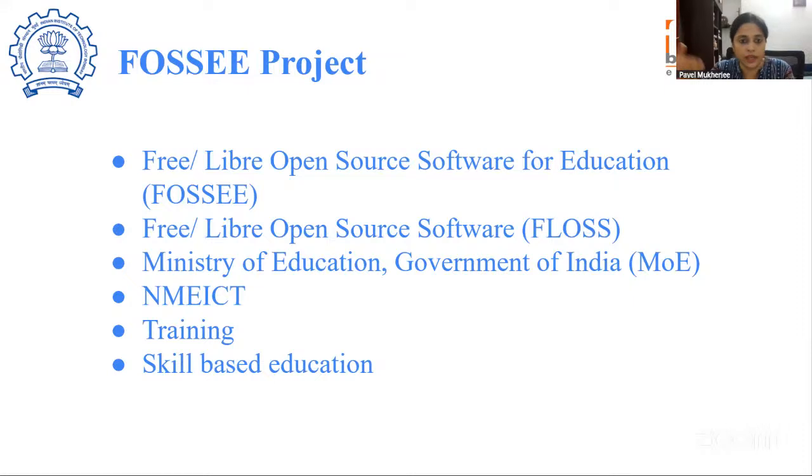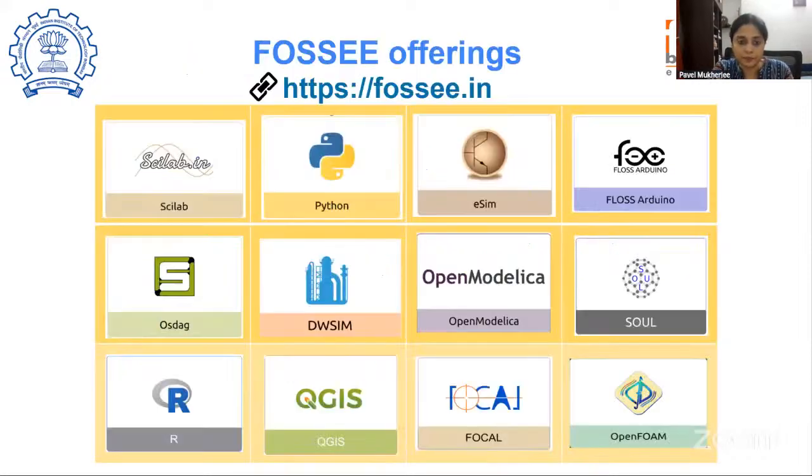For DWSIM, we have another chemical process simulator, DWSIM. There you can take up the flow sheeting project. So like this, there are many output projects which will actually test your knowledge on the practical aspect of your learning, and how much you have learned the software. That is what we call skill-based education, and FOSSEE is for that.